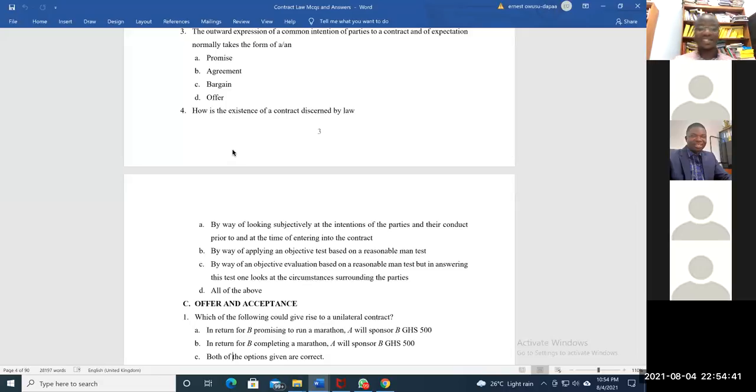So this question is testing your knowledge about the objective test of agreement, and which of the options we think is the correct rendition of that objective test of agreement, having regard to the options to question 4. Question 4, any thoughts?